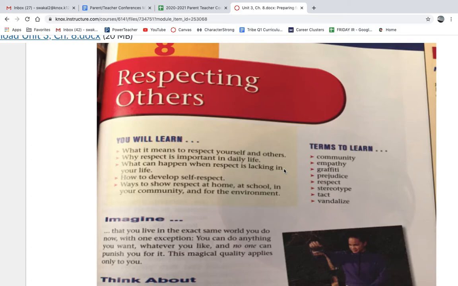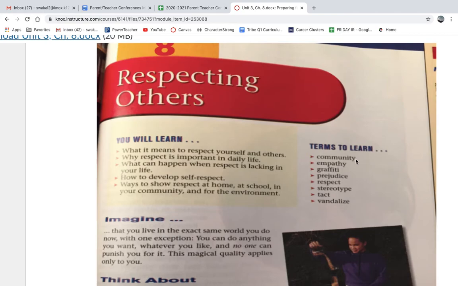Unit 3 is about building relationship skills, and Chapter 8 is about respecting others. That's what we're going to start with. Some of the things that you're going to learn in this chapter: you will learn what it means to respect yourself and others. You will learn why respect is important in daily life, what can happen when respect is lacking in your life, how to develop self-respect, and ways to show respect at home, school, in your community, and for your environment. Terms to learn that you need to look up are the vocabulary words and the definitions.